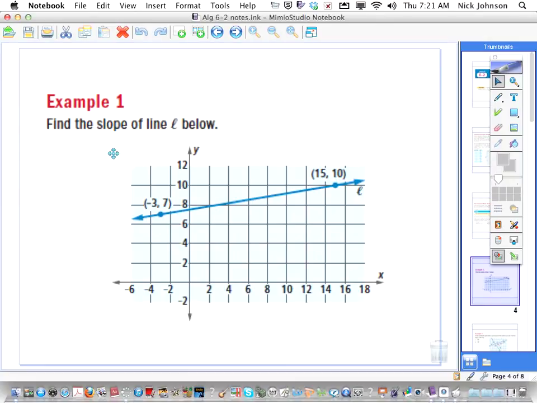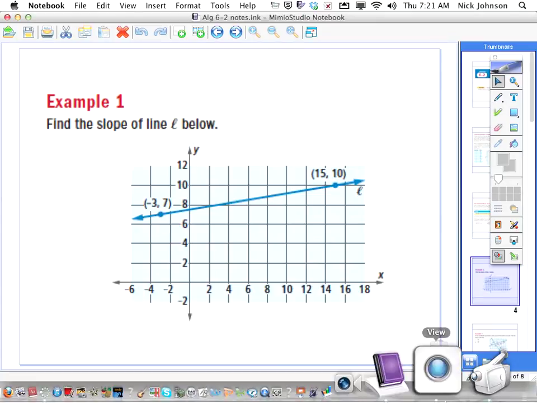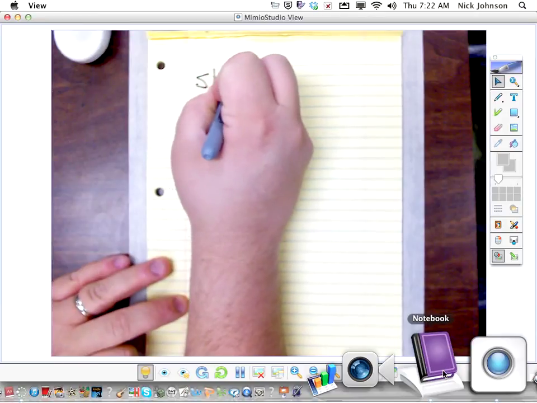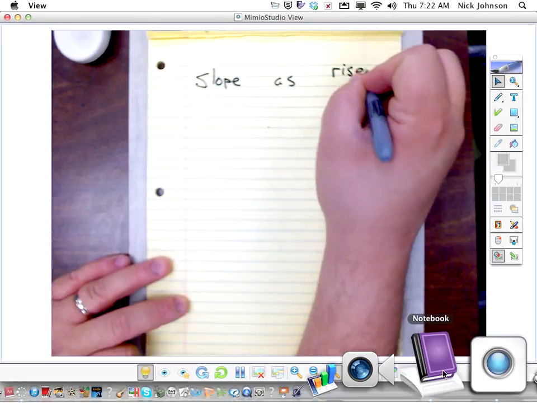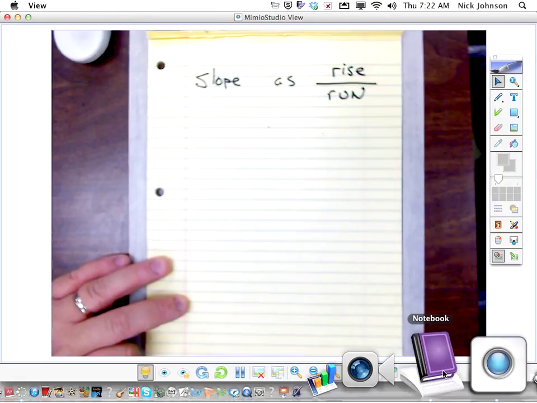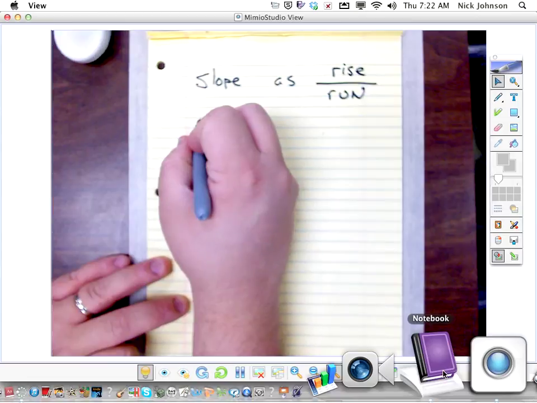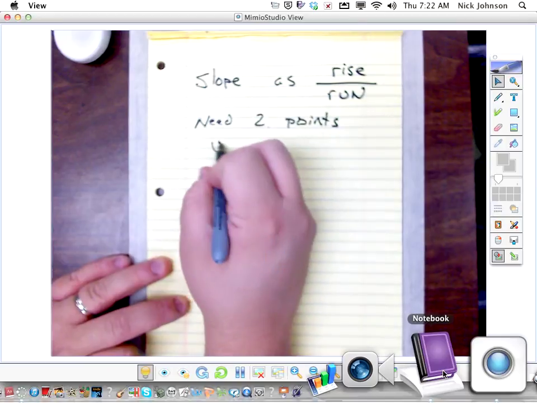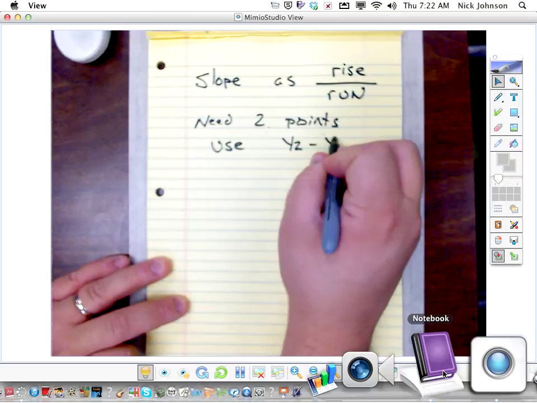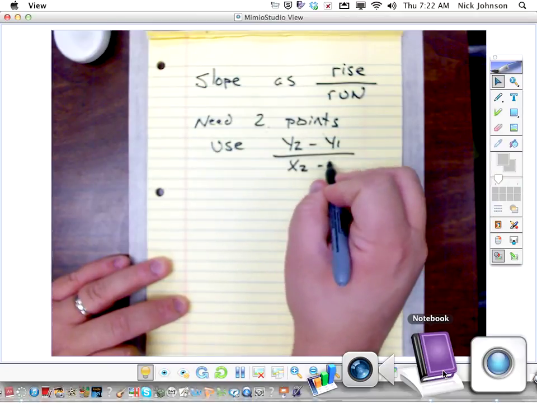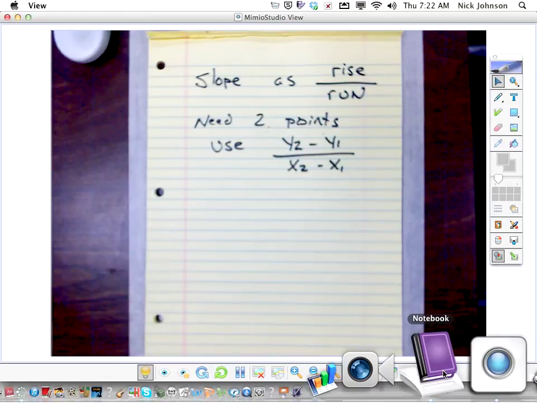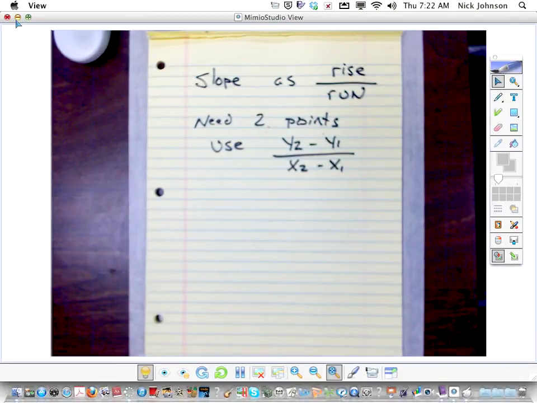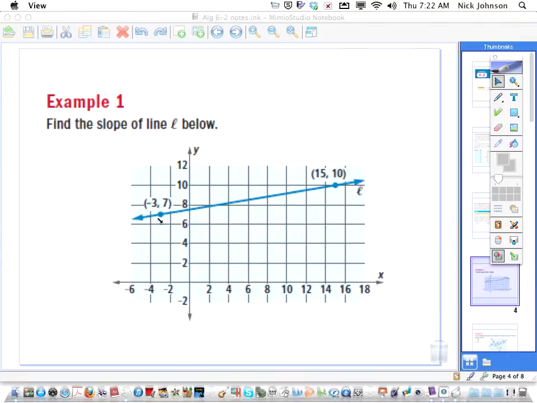Let's look at example 1. Find the slope of the line L below. As Mr. Johnson just said, we can also think of slope as rise over run. What we need is 2 points to use our equation, y2 minus y1 all over x2 minus x1. So let's go back to our problem and let's find those 2 points.